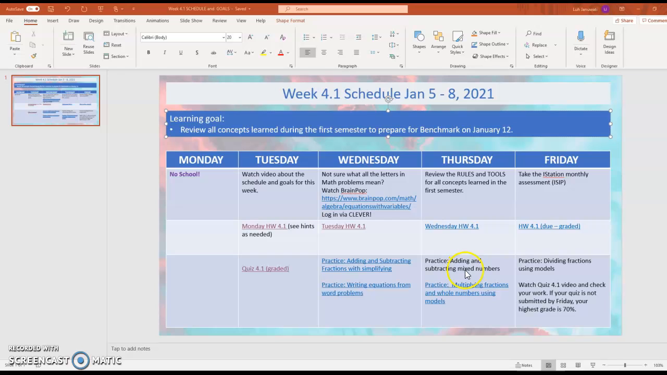And I need you to practice adding and subtracting mixed numbers, fractions and whole numbers. You will also practice multiplying fractions and whole numbers using models. On Friday, please take the ISIP, that's the monthly assessment in iStation for math. Your homework is due, and we are going to practice dividing fractions using models. This is all review, so you shouldn't have a problem doing that.